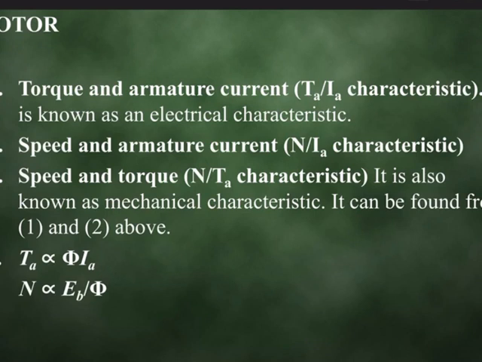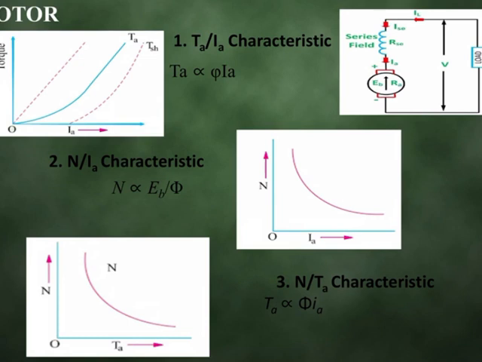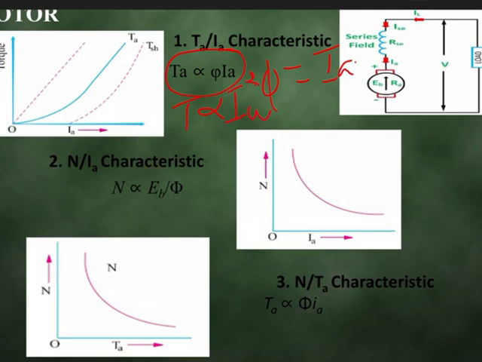Now consider the torque and armature current characteristics first. From the relation we have written, torque is proportional to the flux phi and Ia. Here we have two types of motor, the DC series motor and the shunt motor. Let us go with the series motor first. Torque is proportional to both the flux and the armature current, but the flux depends on the armature current. From that we can write that torque will be directly proportional to Ia square. So torque varies directly with the square of the armature current. That's why when the armature current increases, the torque increases as the square of that.